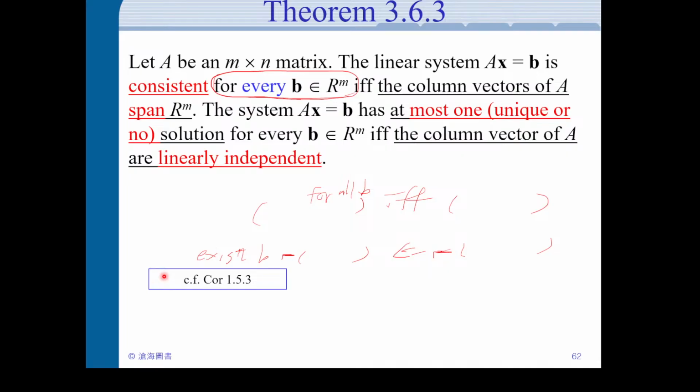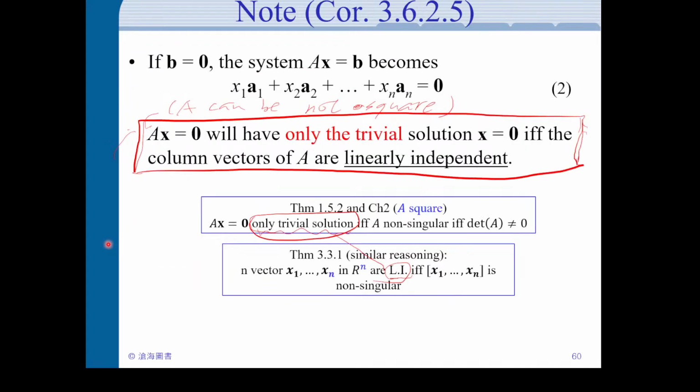But then we have also the second statement. The second statement is that Ax equal to b has at most one solution. At most one means you have one or no solution for all b, if and only if the column vectors are linearly independent. And this is similar to this corollary 3.6.2.